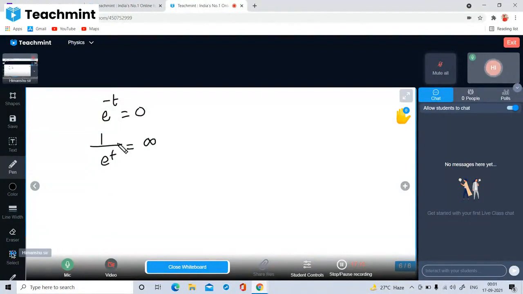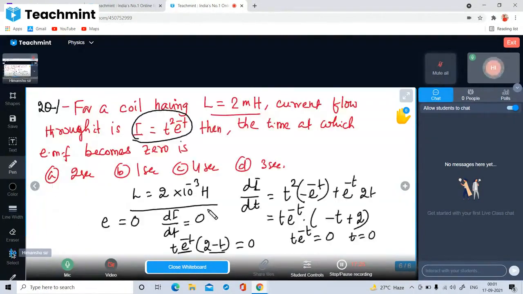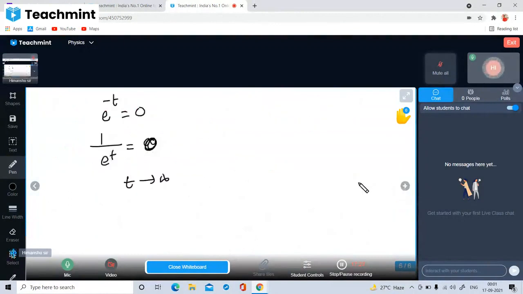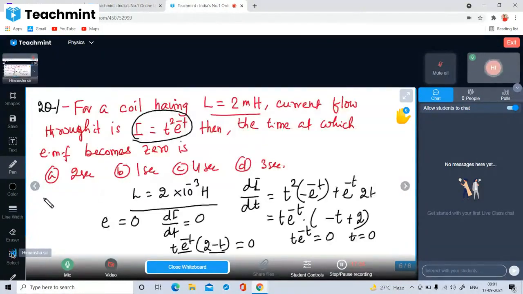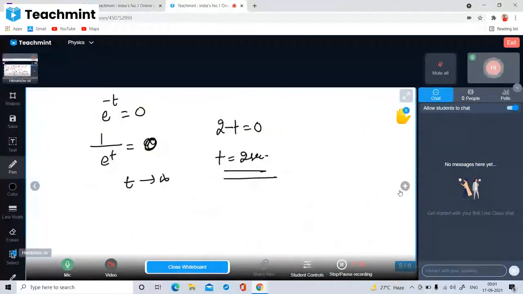Okay, sorry. 1 by e to the minus t is equal to 0. What does it mean? That means t tends to infinity, which is not possible. So the next factor can be the answer. So 2 minus t is equal to 0. What does it mean? That means t is equal to 2 seconds. So this is the tricky question of derivative. So 2 seconds is the right answer. Hope you have understood.